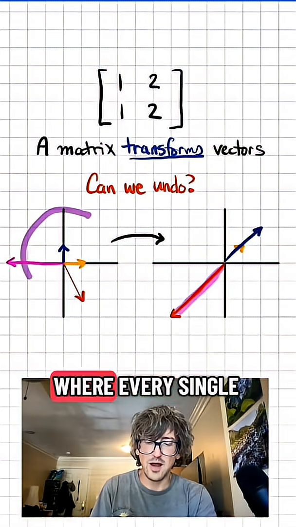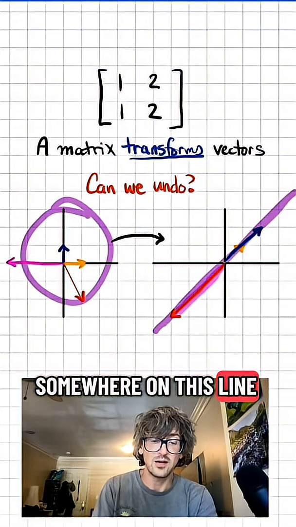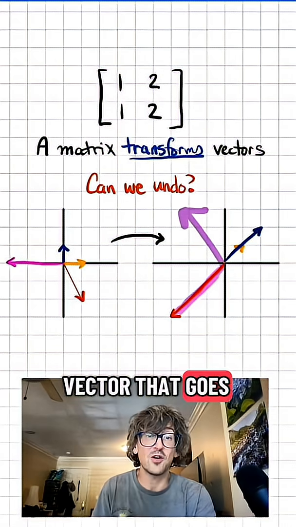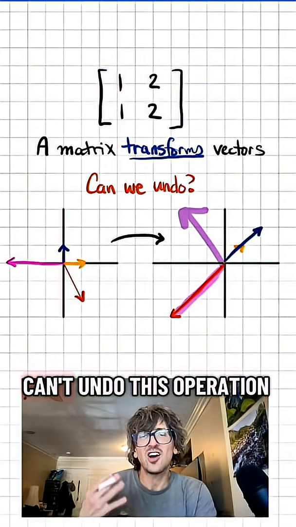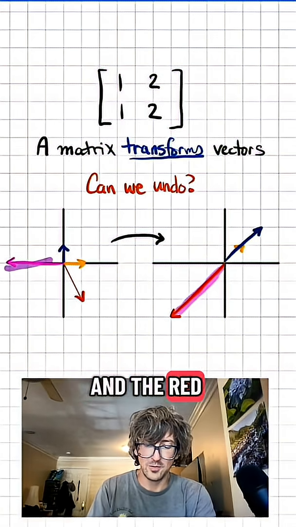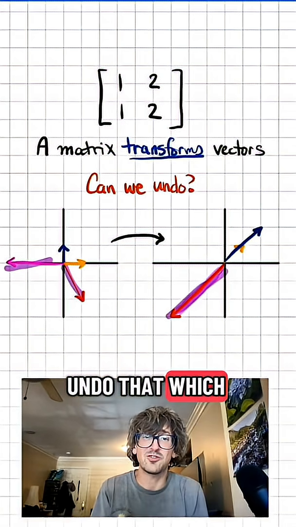Here's a matrix where every single vector on the left gets sent somewhere on this line. Now that's kind of cool, but that means if I tried to find some vector that goes to that one, it's going to be impossible. So I can't undo this operation. And there are also other problems, like the pink and the red vector both go to the same spot. So even if I were going to undo that, which one do I pick?